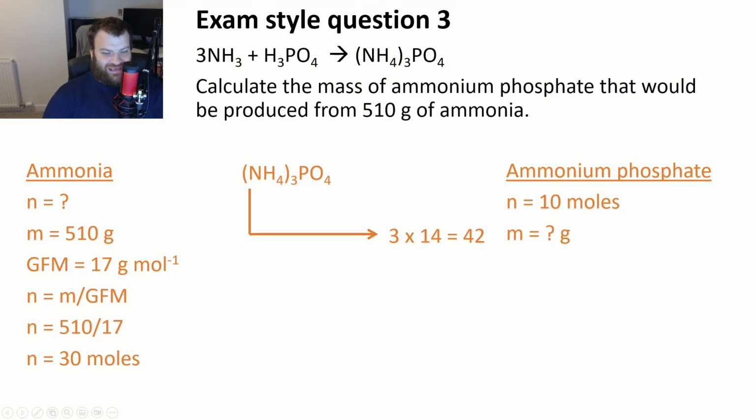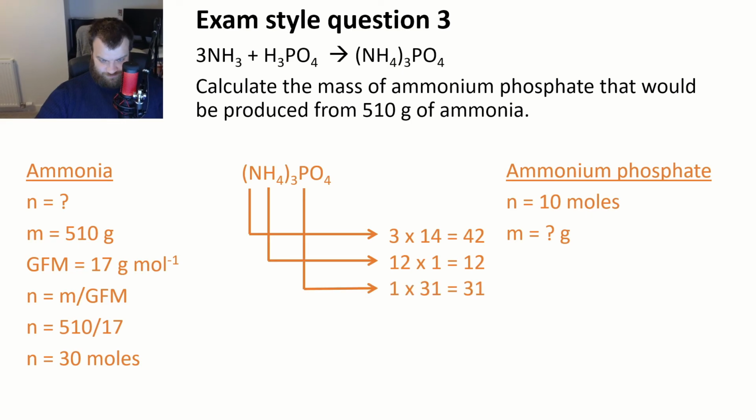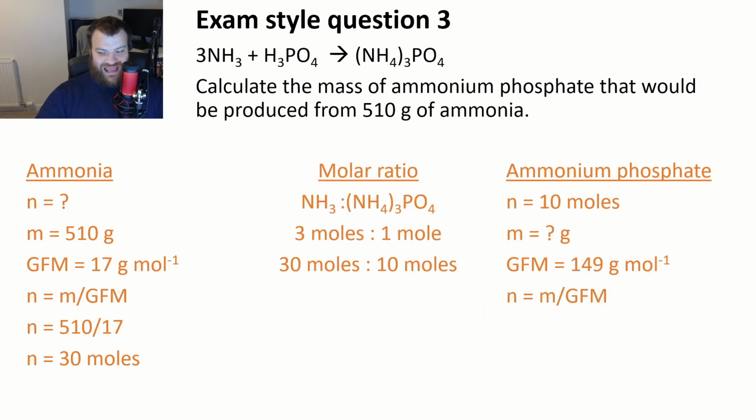We've got 3 nitrogens, which are 3 14s, giving you 42. We have 12 hydrogens, 12 times 1 is 12. 1 phosphorus, which is 1 times 31. And 4 oxygens, 4 16s are 64. This gives us a total GFM of 149 grams per mole. We're going to use N equals M divided by GFM. We'll rearrange it to give us M equals N times GFM. Therefore, our mass would be 10 times 149, giving us 1,490 grams.